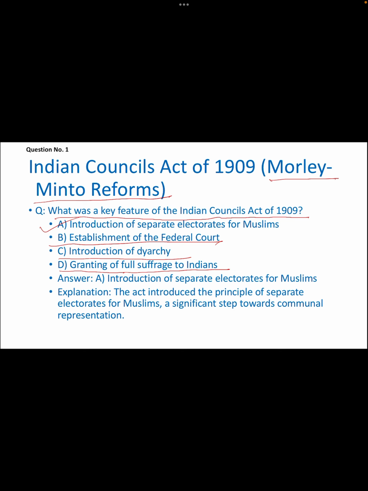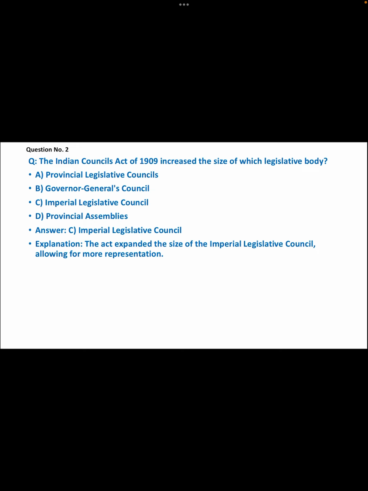So the 1909 Indian Councils Act actually provided for the introduction of separate electorates for Muslims, and it became one of the very politically sensitive issues in India. So the answer is introduction of separate electorates for Muslims. The act introduced the principle of separate electorates for the Muslims, and it was a very significant step towards communal representation in India.